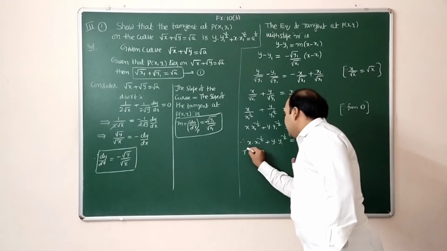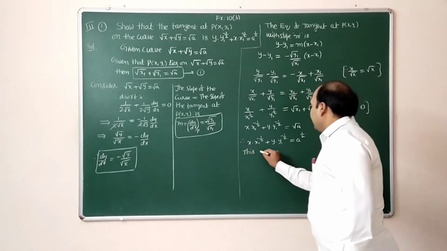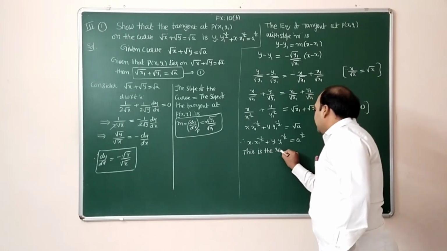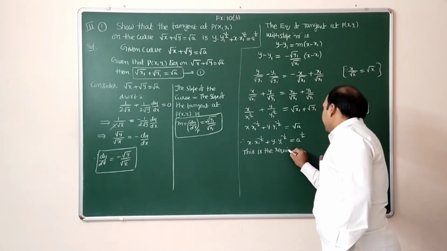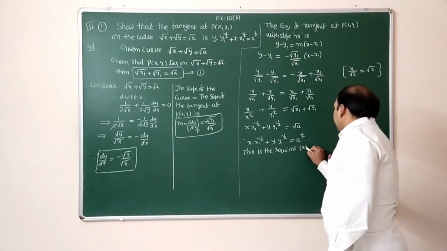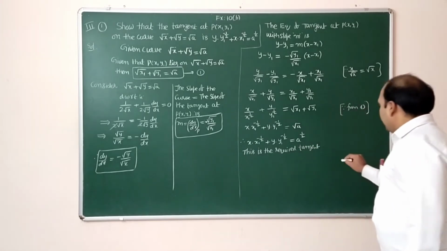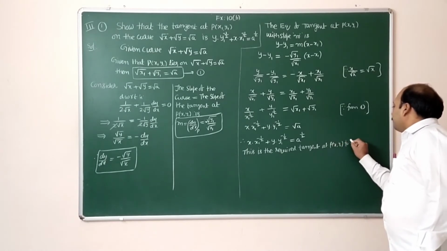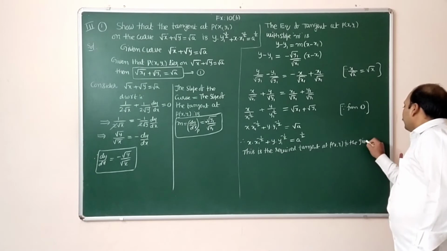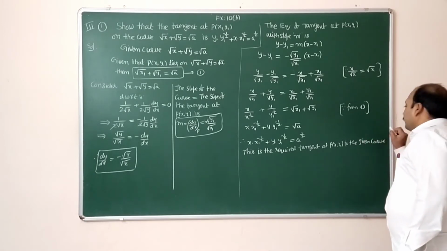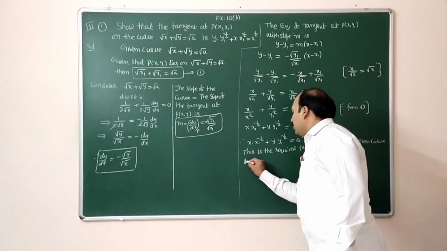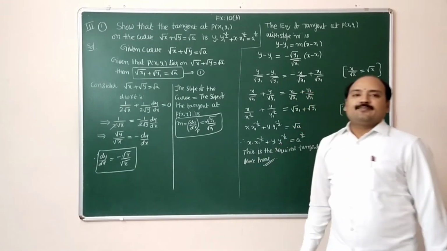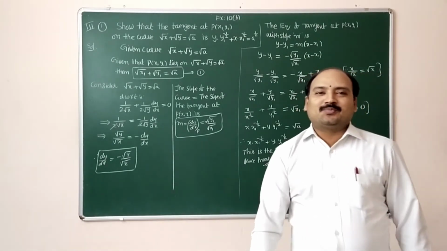Therefore, this is the required tangent at x1 comma y1 to the given curve. Hence proved. We'll move to the next question.